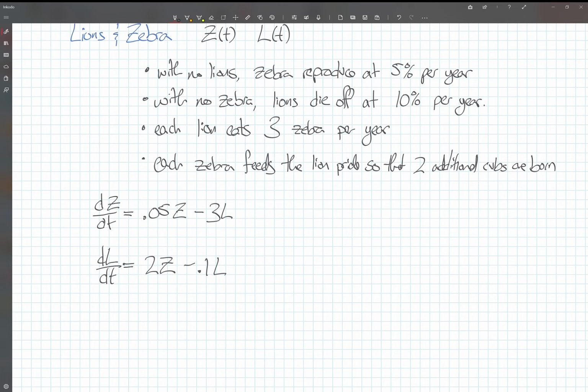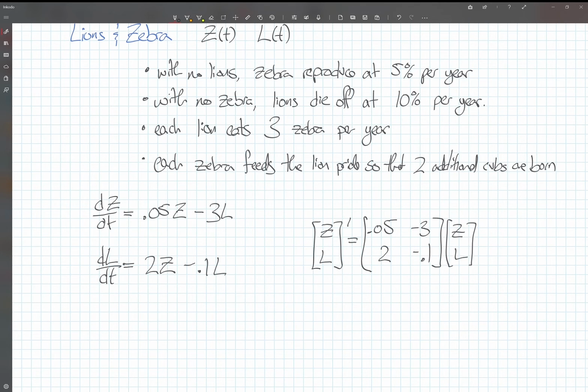On the other hand, if there were no zebras, you see that we would decrease the lion population at a rate of 10% per year. So for each of these species, you see the zebra population tends to help that species. The lion population tends to hurt that species. That's true for both zebras and lions. I want to write that as a vector differential equation.